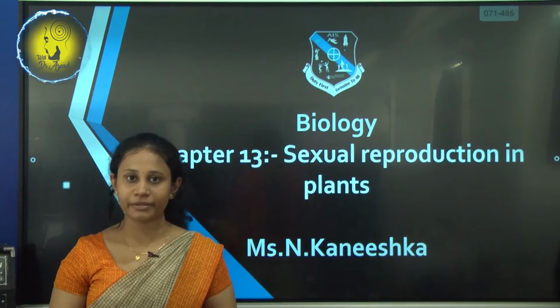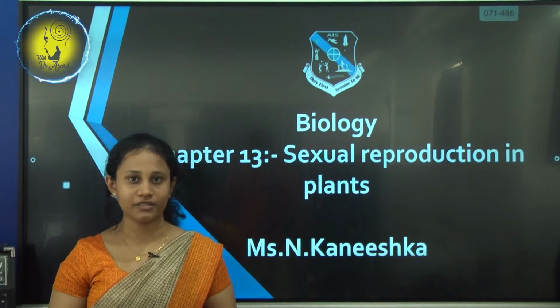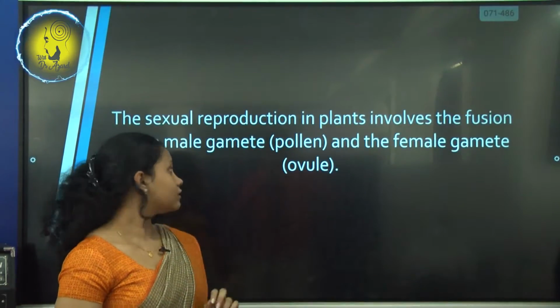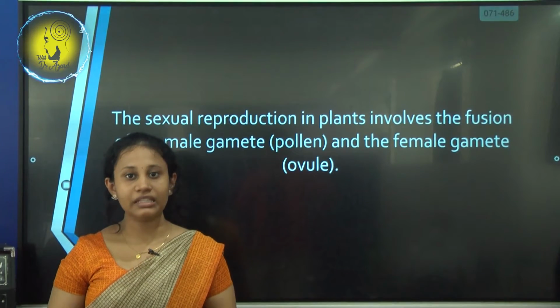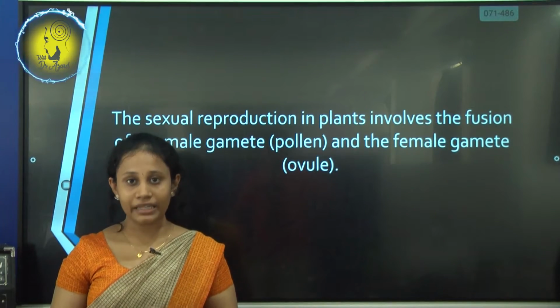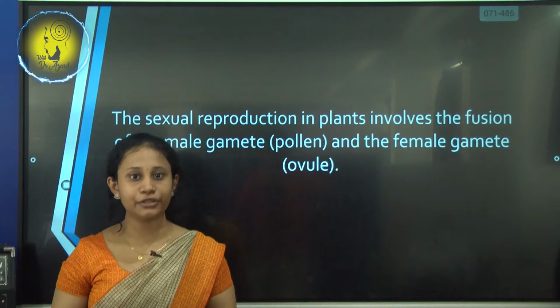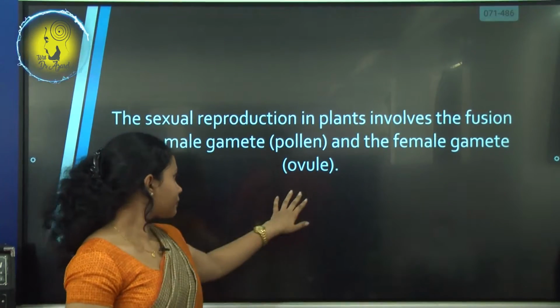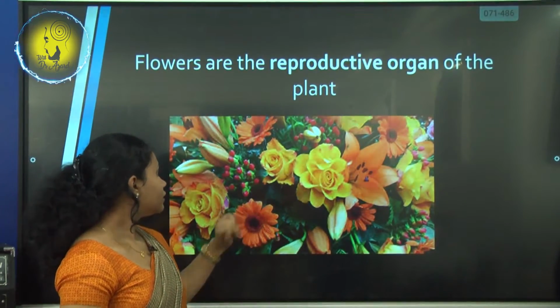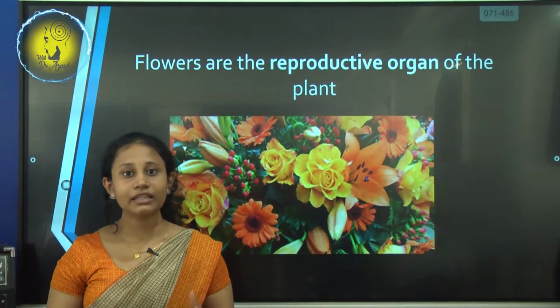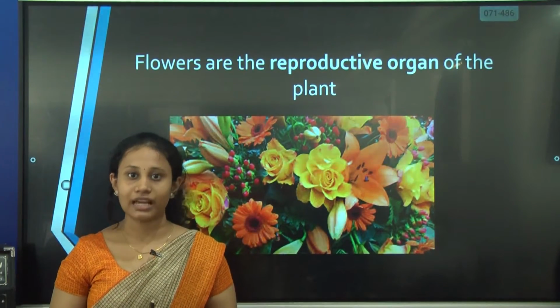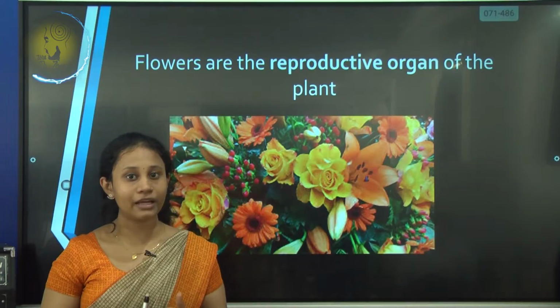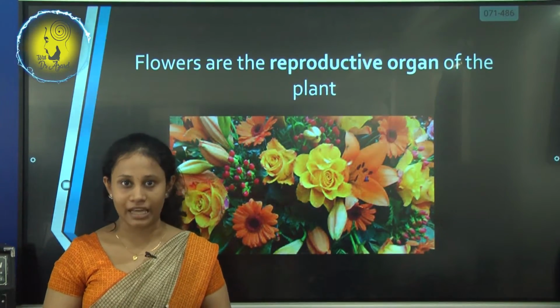We study sexual reproduction in plants under biology. Sexual reproduction means the fusion of male gamete and female gamete and producing a zygote. As you all know, what is the reproductive organ in plants? Yes, that is a flower.